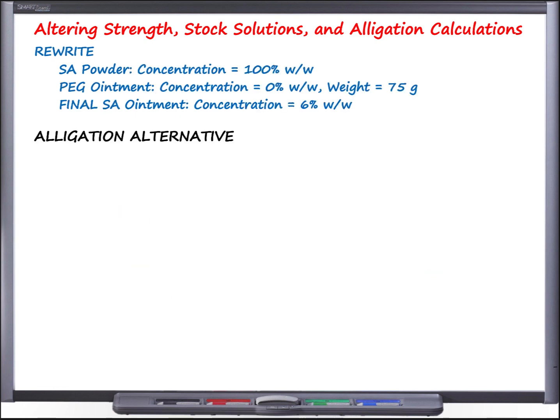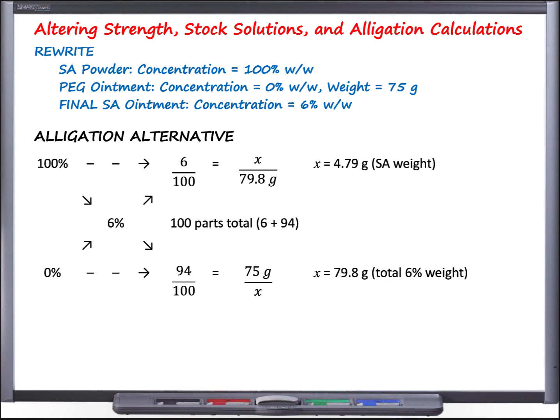But that would be too easy because we also want to make sure you could solve this same exact question using the alligation alternate method. So let's see if we can come up with our final answer, which we just said was 4.79 grams of salicylic acid, but doing it in an entirely different way. So here's the entire alligation setup.